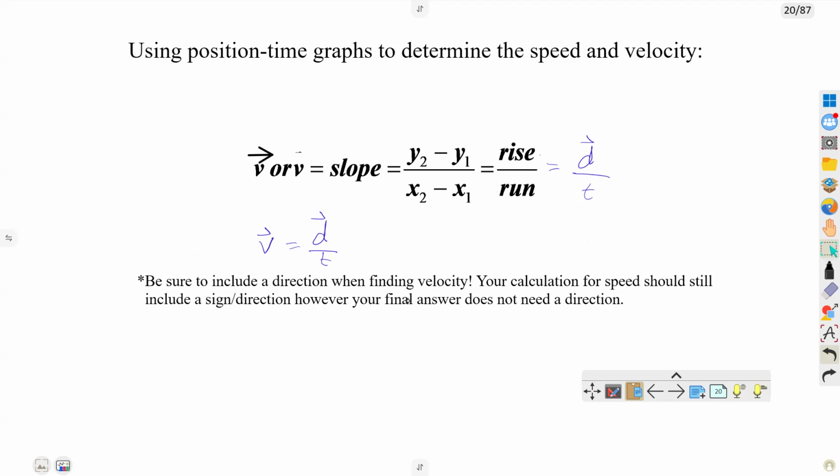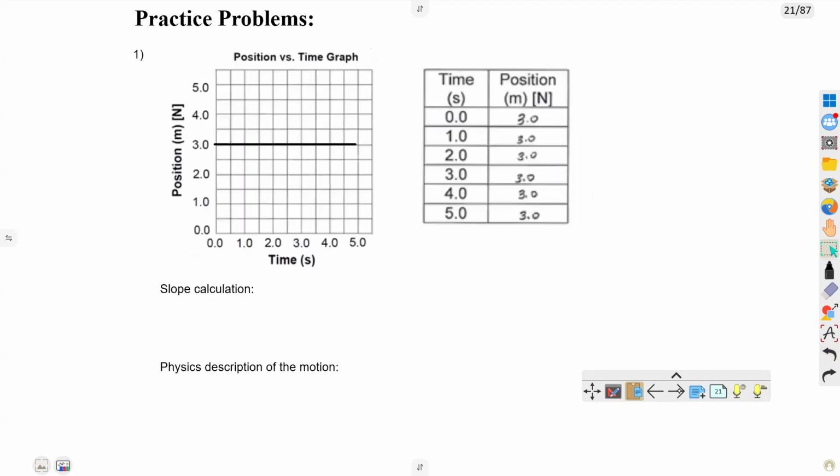Now, make sure you're including direction when we're looking for velocity. However, when we're talking about speed, we could have a negative speed. That means you're slowing down, but it could still include a sign or direction. However, your final answer does not need that direction. So we can kind of consider that.